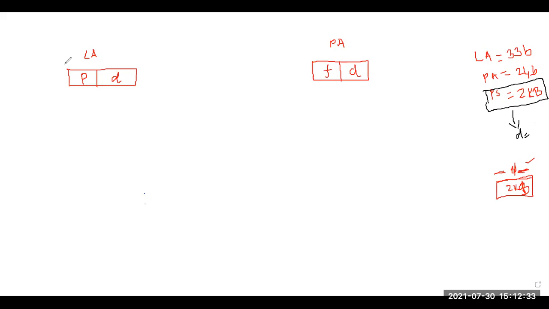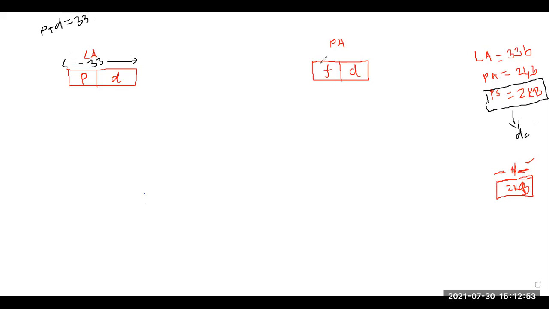So now what is given? The logical address. How many bits are used? Now the logical address is using 33 bits. The entire address I can say is P plus D. So your P plus D is how many bits? P plus D is your 33 bits.